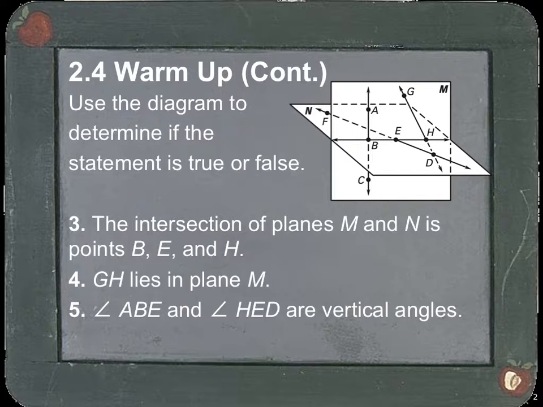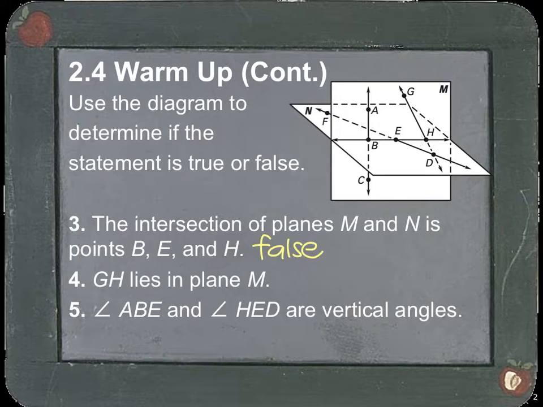I heard a lot of truths. Is that true? What did we just say the intersection of two planes is? A line. Are points E, B, and H a line? No, so be careful. Yes, E, B, and H lie on the line where those planes meet, but they are not aligned, so this would be false.